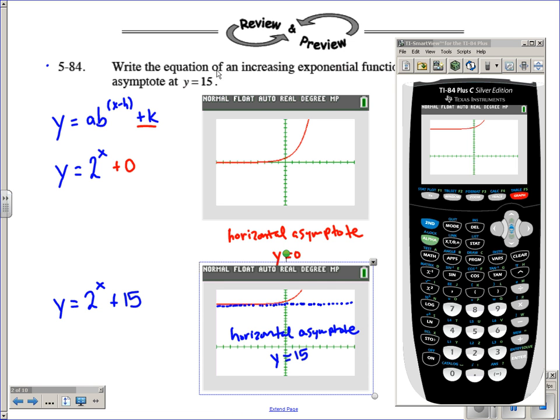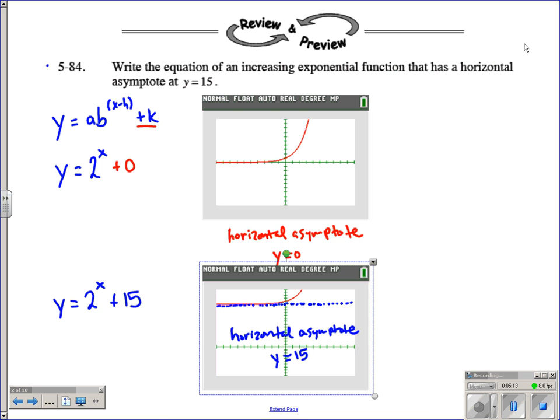So it said write the equation of an increasing exponential function that has a horizontal asymptote where y equals 15. This would be one example of a function like that. As long as you're adding 15 at the end here, or your k value, we should say, is 15, you're good to go. You could have a different multiplier there, whatever multiplier you wanted.